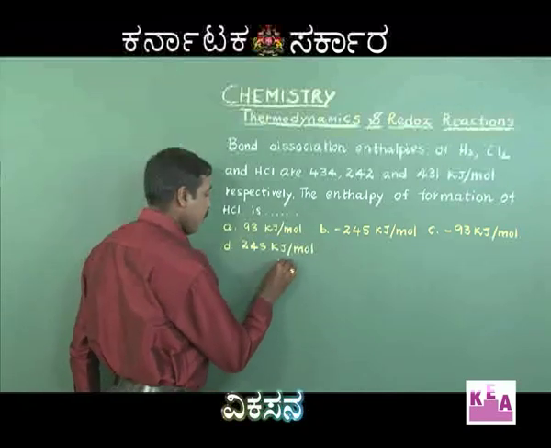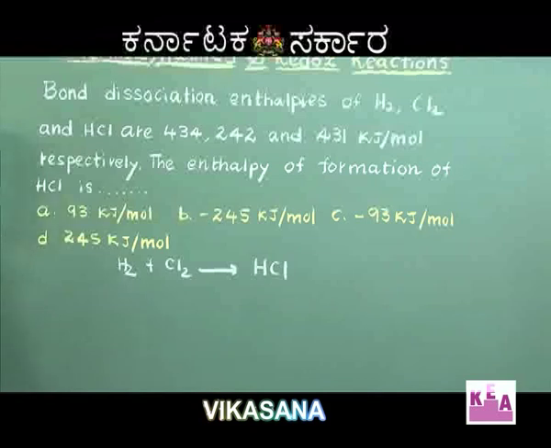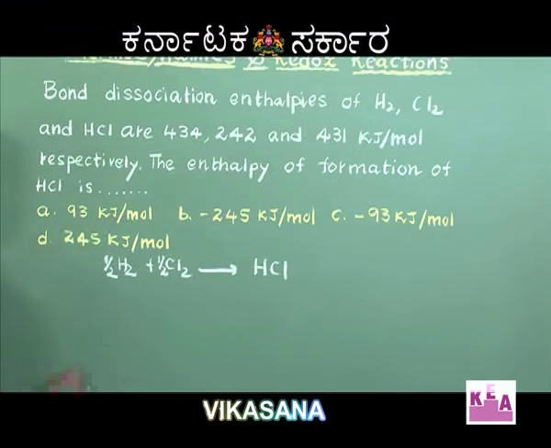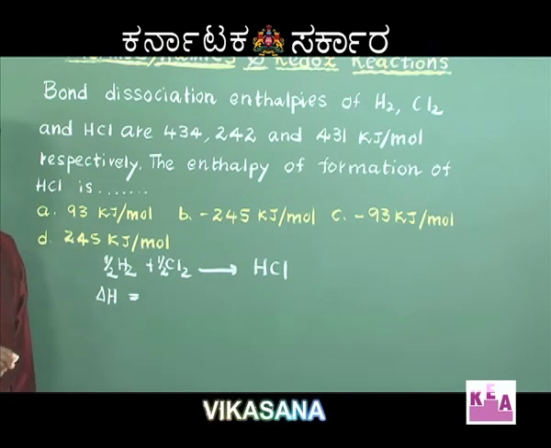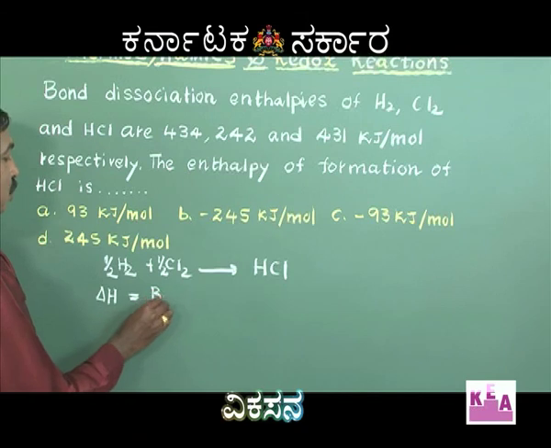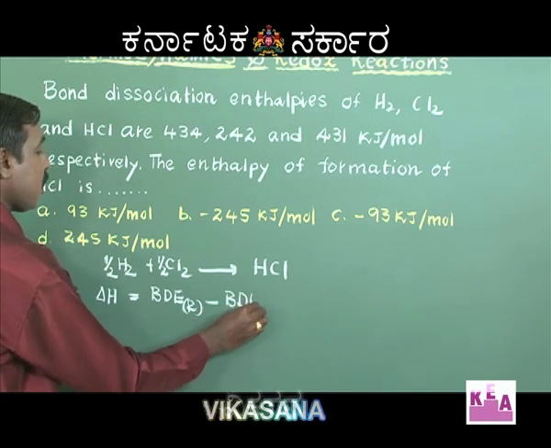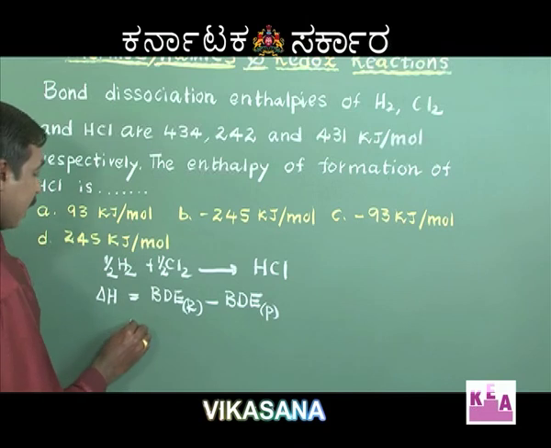So, I write the equation H2 plus Cl2 is giving me HCl, you are aware. The enthalpy of formation of HCl, I will balance this, half H2, half Cl2 is giving me HCl. Now, in this, if I want to calculate the enthalpy change for this equation, I should be aware that it is the summation of the bond dissociation enthalpies of the reactants minus the summation of the bond dissociation enthalpies of the products. Let me complete by adding up the values for it.